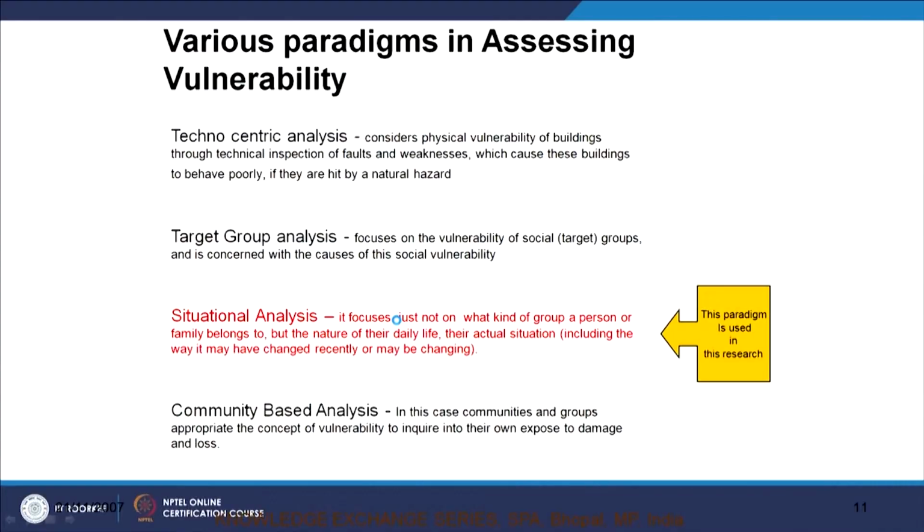Now I started understanding in what way I can understand vulnerability. So I looked at various aspects of how one can understand vulnerability. One is the technocentric analysis, which talks about the physical vulnerability of buildings through technical inspection of faults and weaknesses. Basically civil engineers, structural engineers or surveyors come and understand the site, how it has failed, where it has failed.